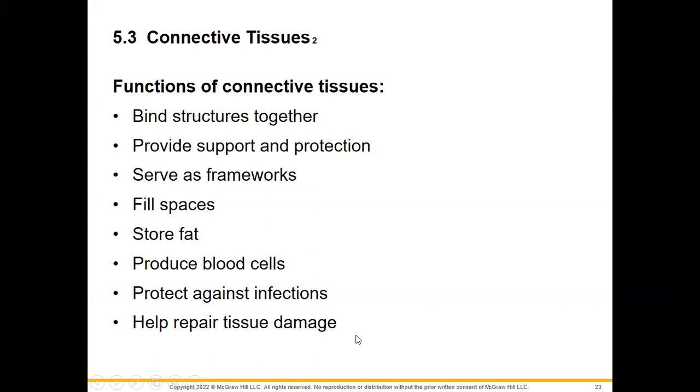And it helps to repair tissue damage. Connective tissue has properties in it that will allow a body to fix damage, whether it's a cut or bruise or some other kind of damage. Your connective tissue can go in and help repair that damage so that the structures are whole again.